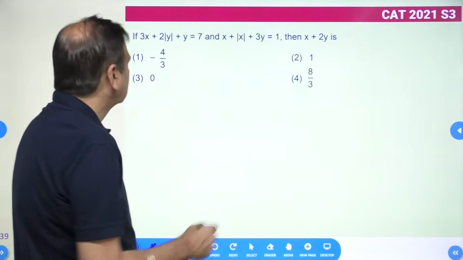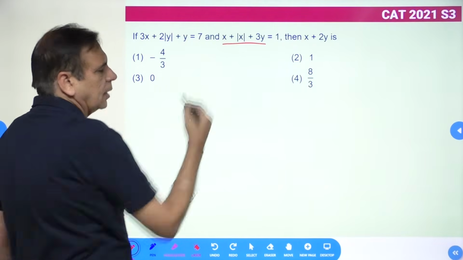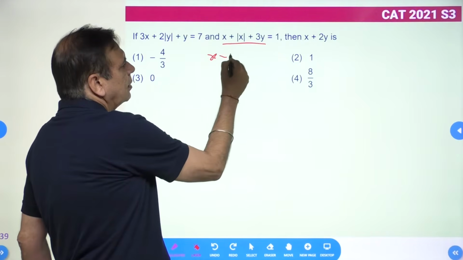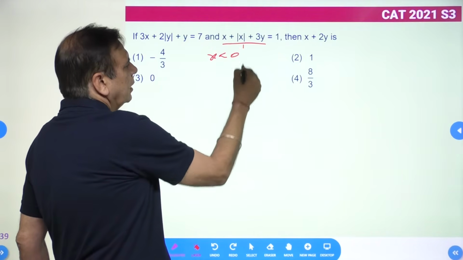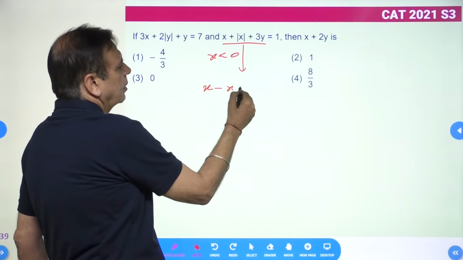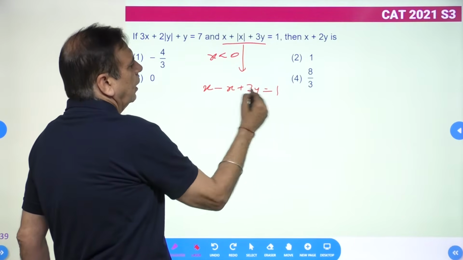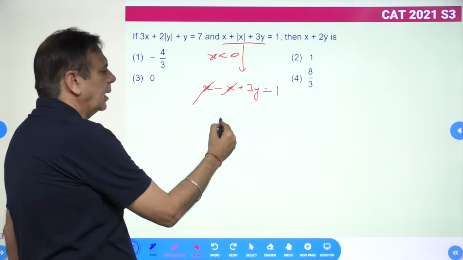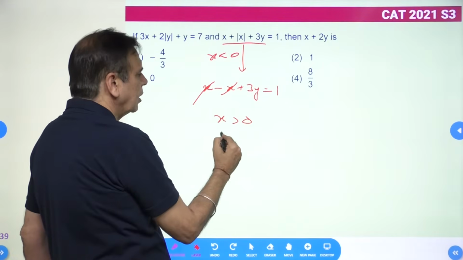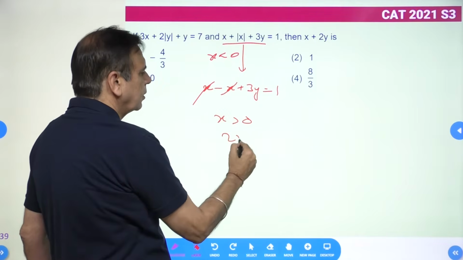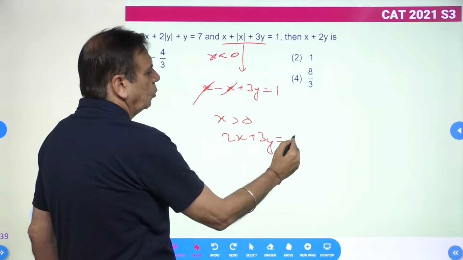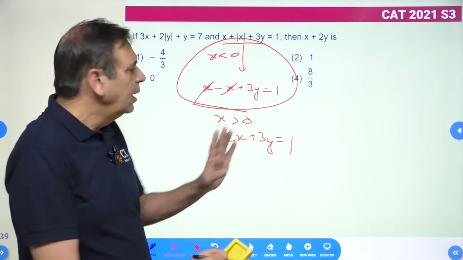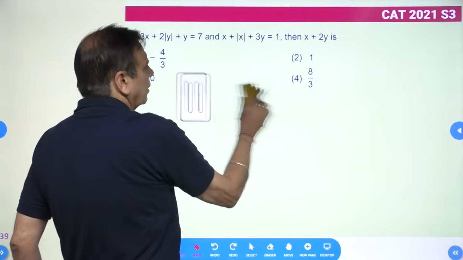Now where do we start? My start point is this one. Why? Because if x is less than 0, what will this equation become? x minus x plus 3y equal to 1. So I will start from here, and if x is greater than 0 in this equation, it will be x plus x, this is 2x plus 3y equal to 1. Now between the two I will start from here because x less than 0 is a simpler equation to handle as far as this is concerned.